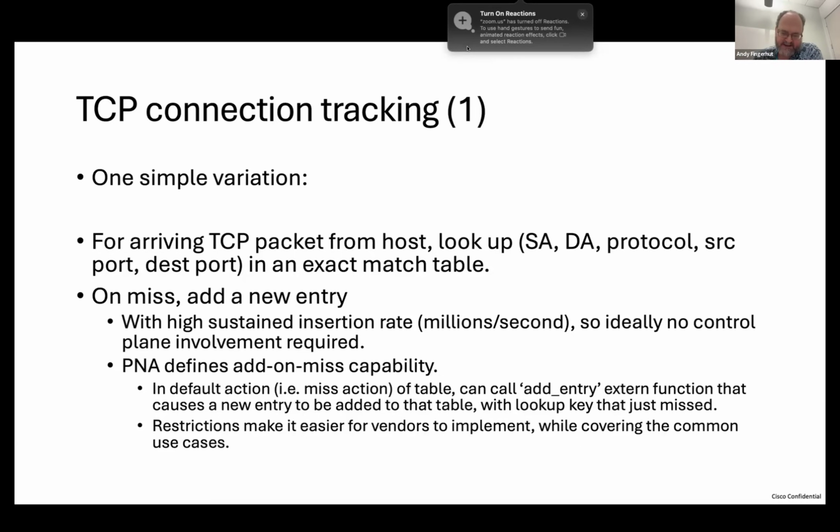You can only do it in exact match tables. The action parameter you get to pick, but the restrictions on the key and the exact match table make it much easier to implement than if you don't have those restrictions. And that's the common case that many features need. They don't need more general capability than that in a lot of cases. Any questions on that?